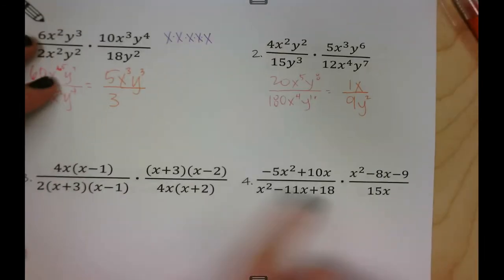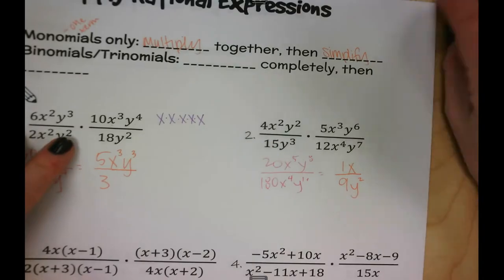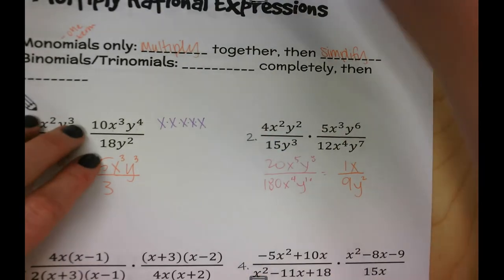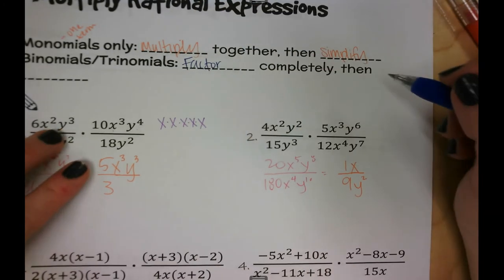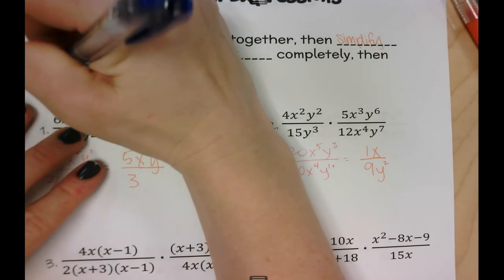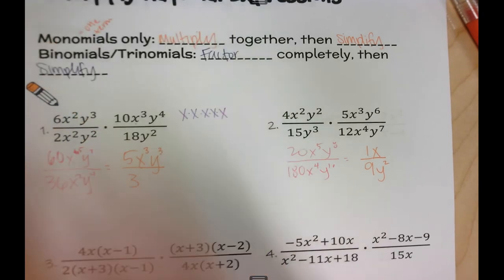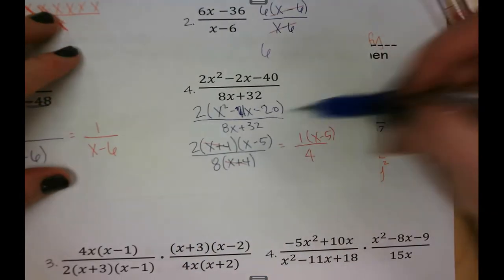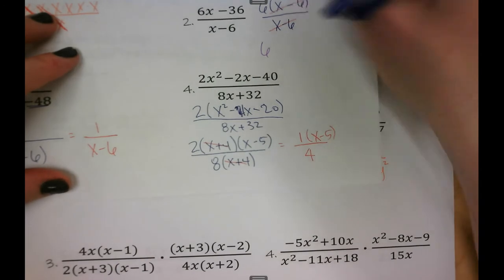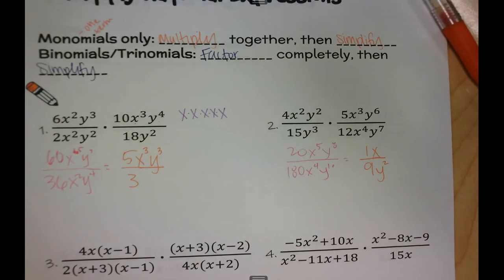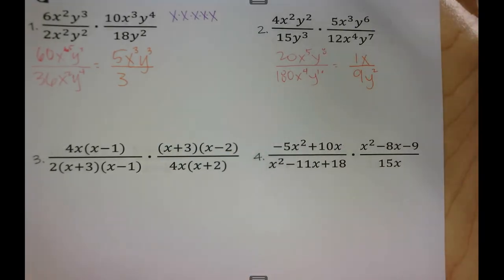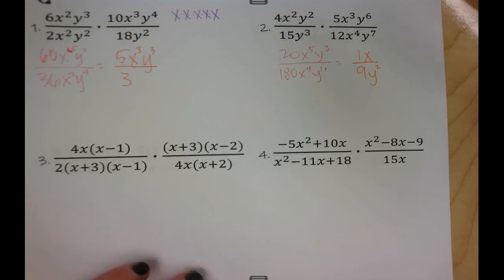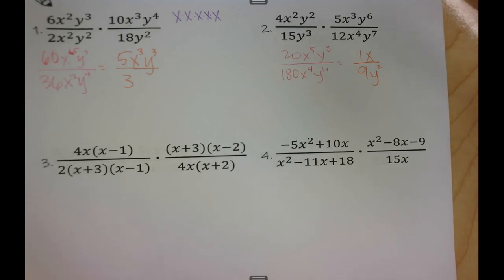All right, what if we have binomials or trinomials? We are going to factor completely and then we'll simplify. Just like we did here, we might end up crossing out a bunch of things. So you will see number 3 is already factored for you completely. So don't go multiplying anything, just start eliminating.